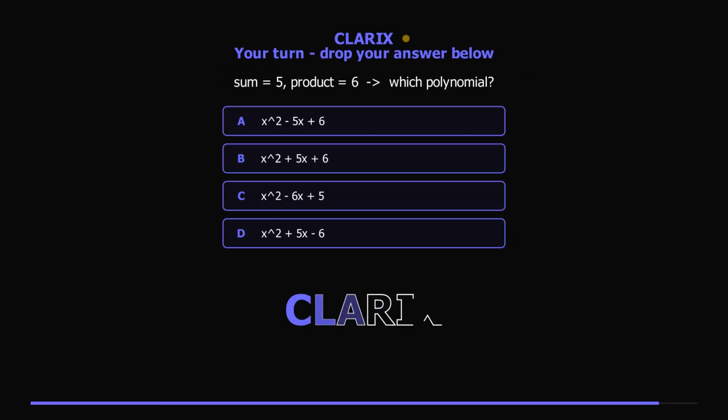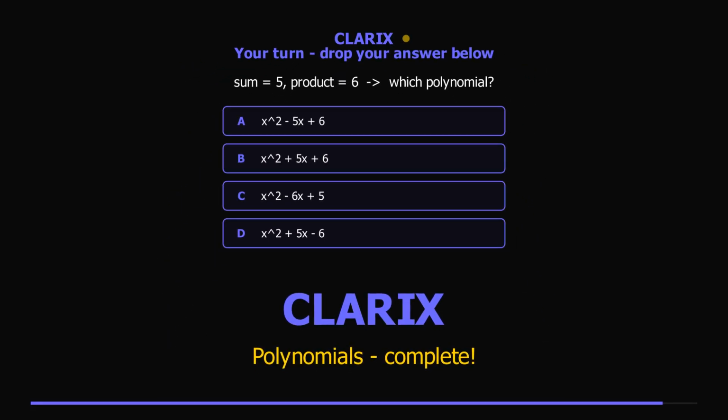And that's a wrap on polynomials. You now know what they are, how to see their zeros on a graph, and this gorgeous link between zeros and coefficients that lets you shortcut whole problems. You've genuinely got the full chapter.